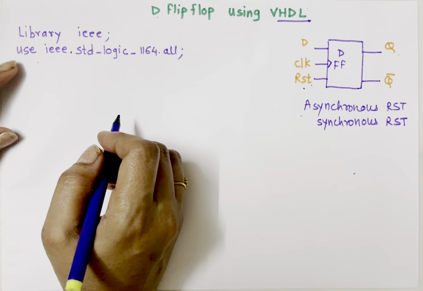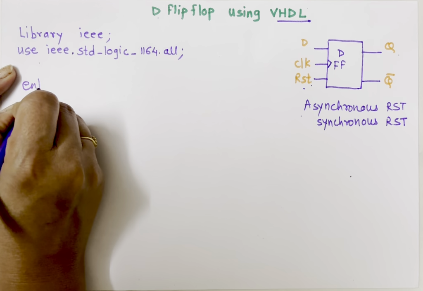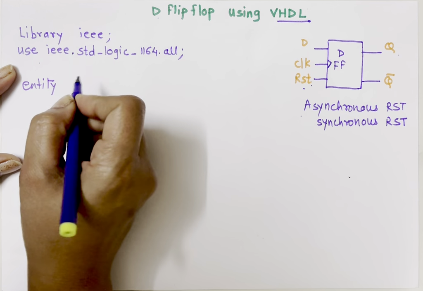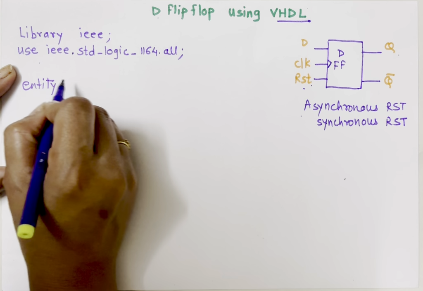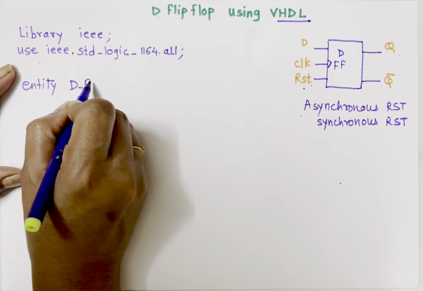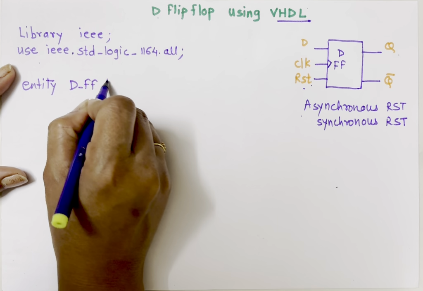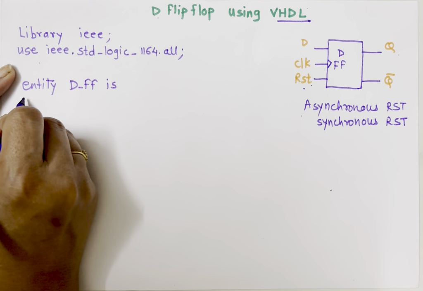Syntax for entity is: first word is entity, then the entity name. So here I am writing code for a D flip-flop. I will write entity D_FF is port.